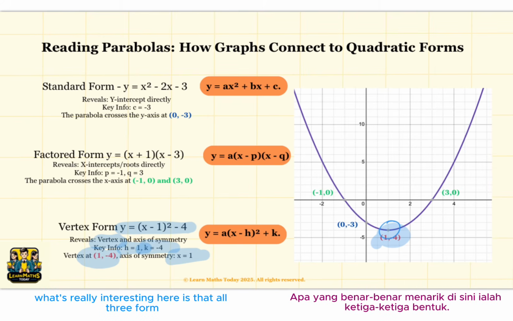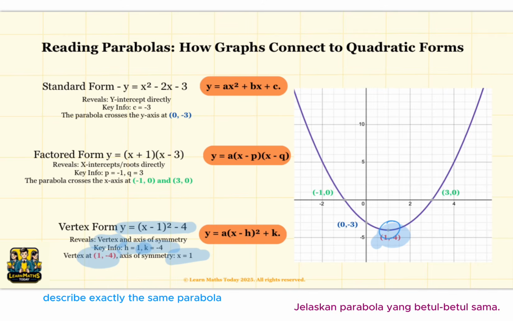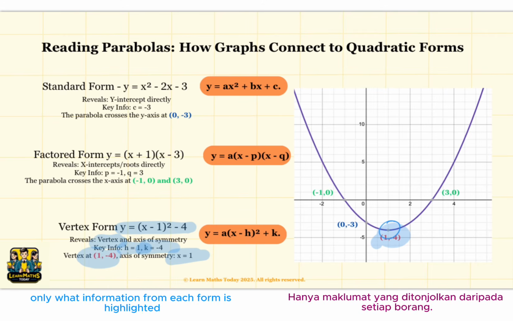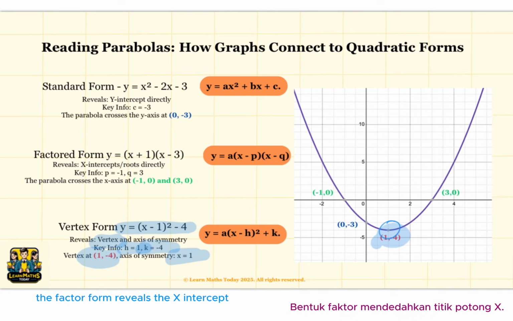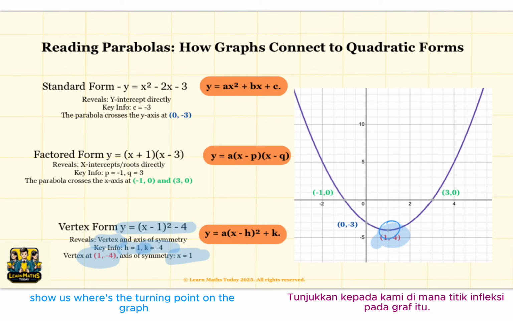What's really interesting here is that all 3 forms describe exactly the same parabola. The graph doesn't change, only what information from each form is highlighted. The standard form shows us the y-intercept, the factored form reveals the x-intercepts, and the vertex form shows us where the turning point in the graph is.